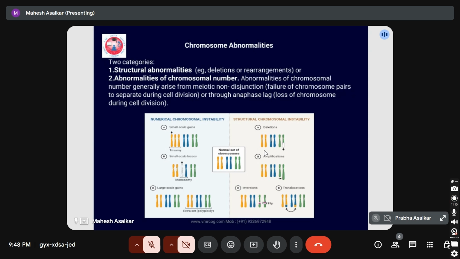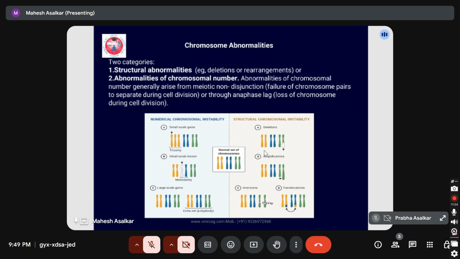Okay, so there can be numerical abnormality or there can be structural chromosomal instability. So first on the left hand side, you have the numerical abnormalities. You have A, B and C figures on the left hand side. So small scale gain, there is a trisomy. You can see the orange color, three chromosomes, that is trisomy. Then you have small scale losses. In the middle B figure, you see that there is a monosomy, and in C there is a large scale gain in which there is an extra set of chromosomes, that is polyploidy. Okay, so this is the numerical chromosomal instability.